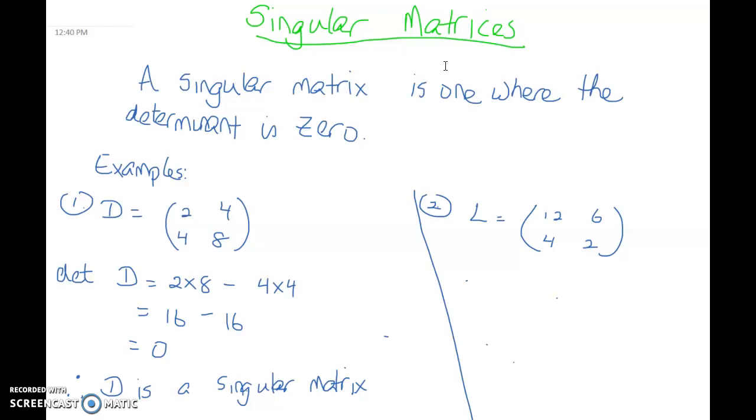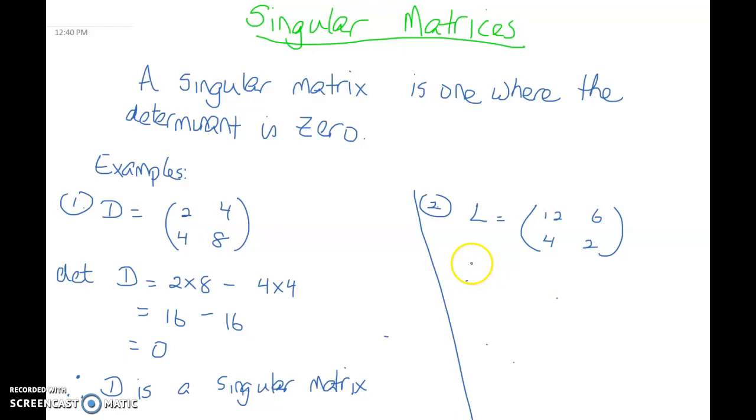looking at example 1, we have matrix D. Matrix D is 2, 4, 4, 8. When we find the determinant of this matrix, product of the first diagonal, 2 times 8, take away product of the second diagonal, 4 times 4. So we get 16, take away 16. We find that this determinant is 0. So once we find the determinant of a matrix and the determinant is 0, then we can say that that matrix is a singular matrix.